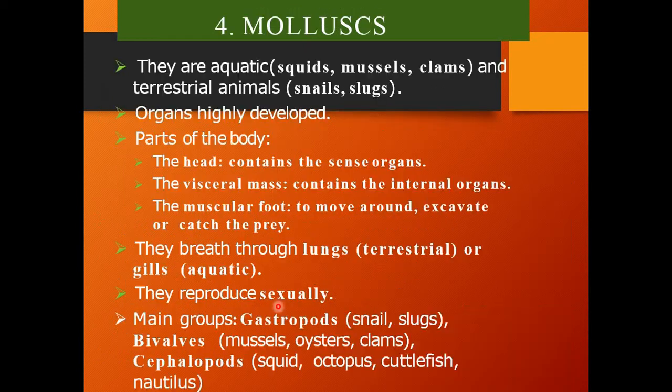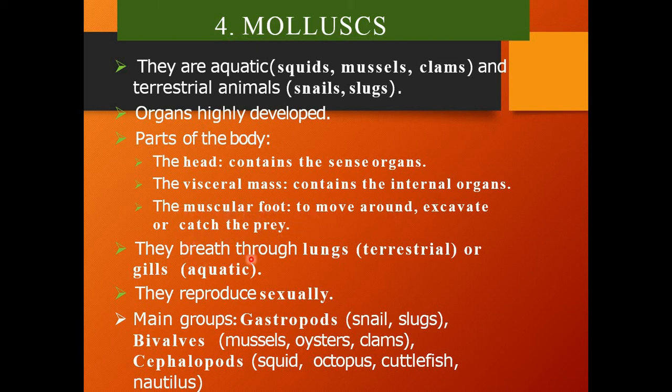Number 4 here, mollusks. They are aquatic, for example squids, mussels, and clams, and terrestrial animals, for example snails and slugs. If we group them together, they are called mollusks. Their organs are highly developed. The head contains the sense organs. The visceral mass contains the internal organs. Then the muscular foot helps them move around, excavate or catch their prey.